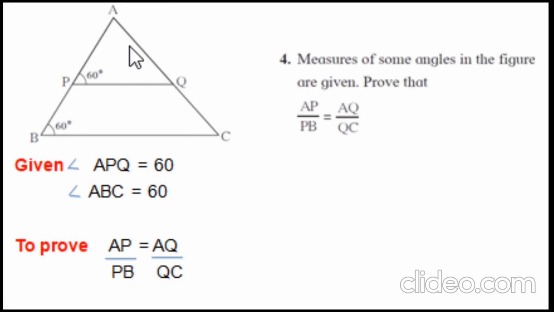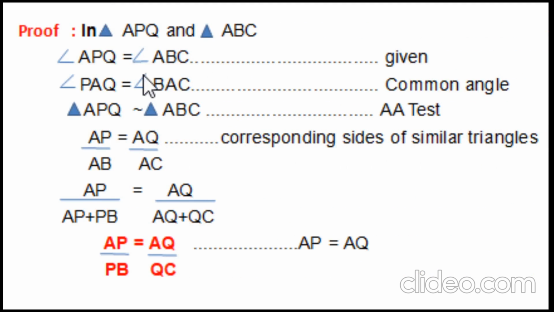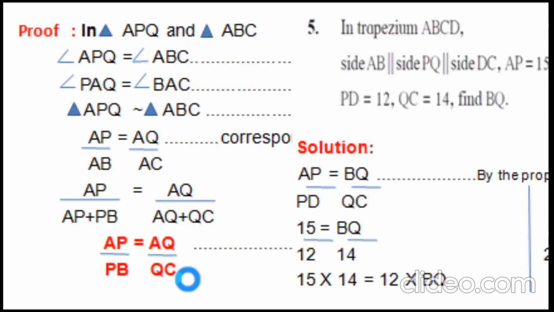If we find the values by the angle sum property of a triangle, then we will find that this is 60, 60 and this is also 60. So finally we got our proof that AP upon PB is equal to AQ upon QC.